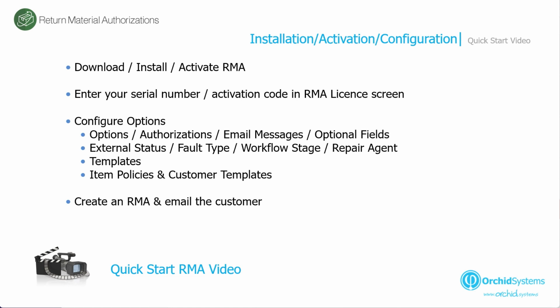To start using RMA, you need to download RMA from the Orchid website, install the software and activate it in Sage 300. You can then enter your license details if you have purchased the software, or enter a serial number to create a 30-day trial. We will not demonstrate this today. But I'm now going to hand over to Anne to go through configuring RMA options and creating an RMA and emailing the customer.